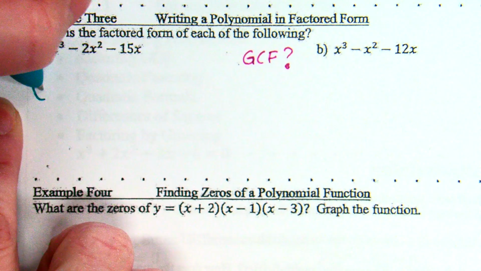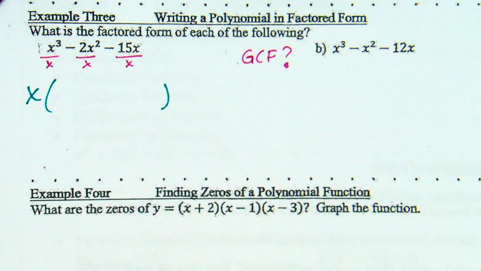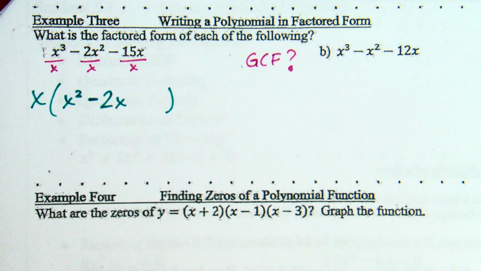What's x cubed divided by x? X squared, because when you're dividing with variables, you subtract the exponents. So 3 minus 1 makes us x squared. Minus, what's 2x squared divided by x? 2x. Because you're subtracting, you're basically taking an x off of there, right? Minus 15x divided by x? 15.